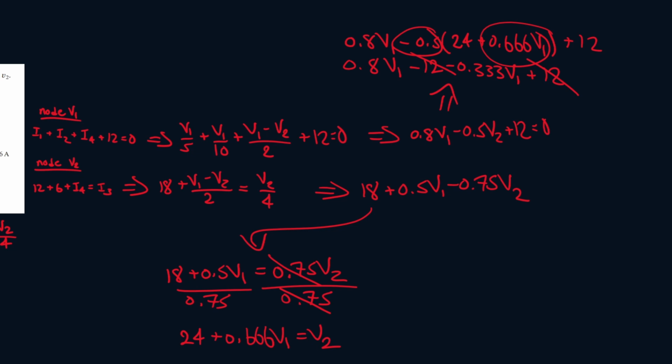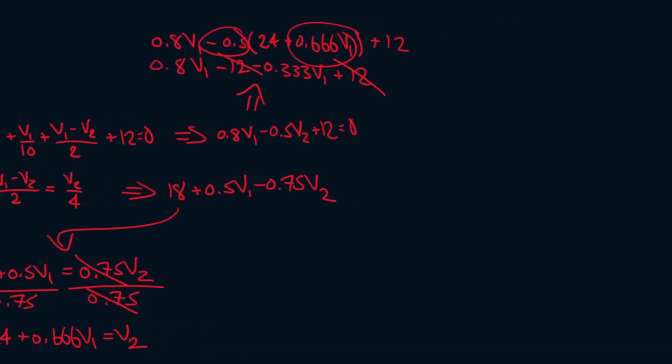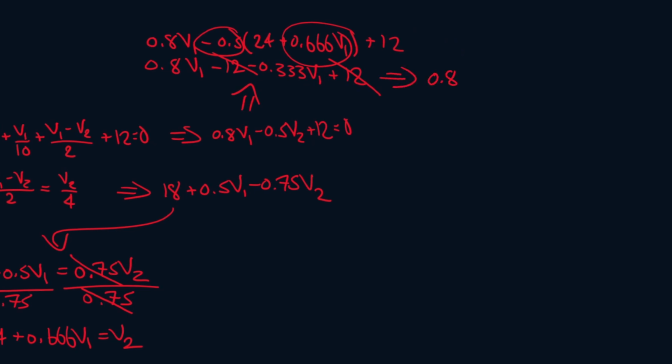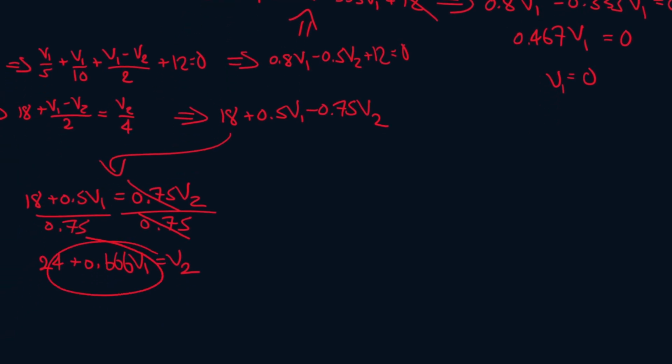So we're just left with 0.8 V1 minus 0.333 V1 equals 0. And then 0.8 minus 0.333, that's 0.467 V1 equals 0. And V1 has to equal 0, because that's the only way this whole equation is true. And since we know V1 is 0, we can plug it in here. 0.666 times 0, that's just 0. So this is gone, so 24 is equal to V2. So these are your final answers.